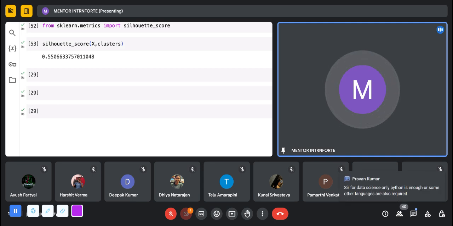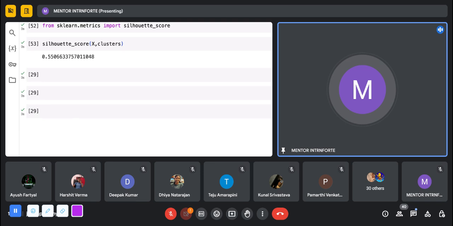So for data science, only Python is enough or some other language? No, no, no. Python is enough. You don't need to do anything. And obviously, a little bit of SQL also you need. But that is not so mandatory also, because it depends on company to company.